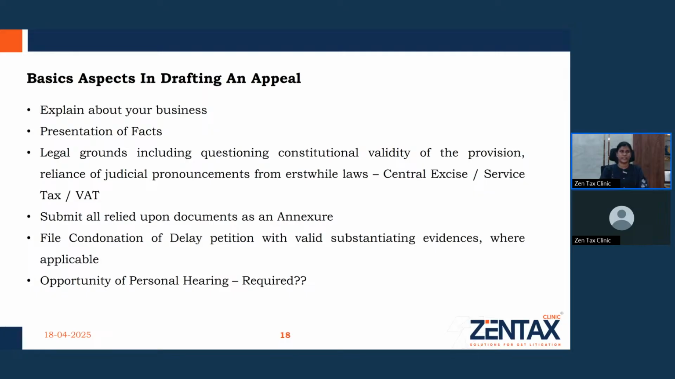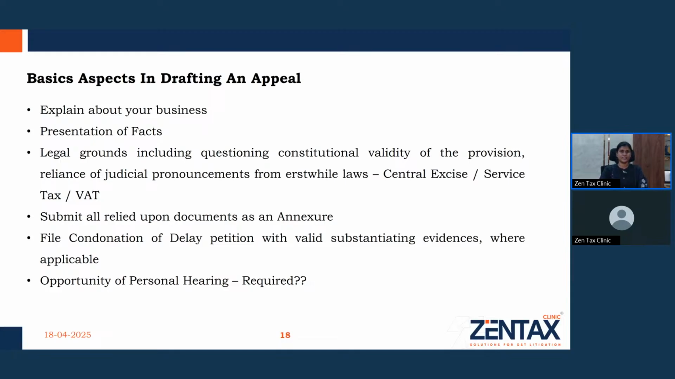Next, we will see the basic aspects in drafting an appeal. While drafting an appeal, we should be very careful in stating the facts as well as the legal provisions. Firstly, we need to give a brief explanation about our business, that is the nature of constitution of our business, whether we are registered or not, and our registration details. And we need to present the facts of the case. We need to give the facts in a very detailed manner, and the pre-proceedings which have happened before should also be explained clearly.